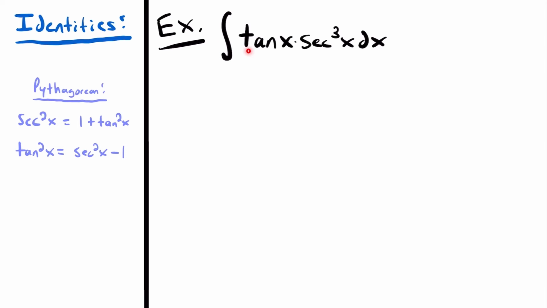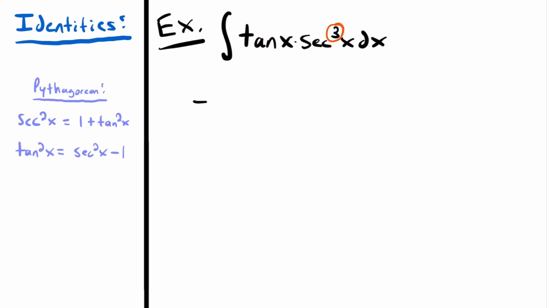All right, so here's our first example. We have the integral of tangent x times secant cubed of x dx. And then on the side here, I have our identities for tangent and secant, which we only have two to work with here. We have our Pythagorean identities for secant squared x and tangent squared x. And so if we look at our integral here, note that we have tangent to the first power and secant to the third power, and that power for secant is an odd power, right? So we are going to want to split secant cubed x into two parts of secant and secant squared.